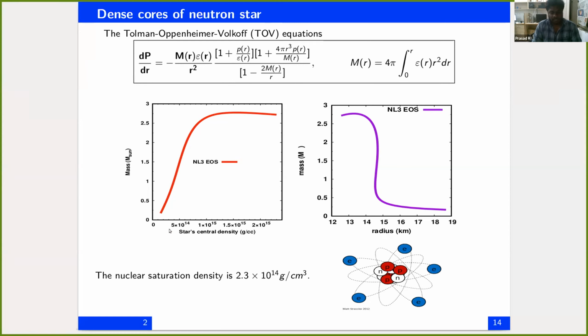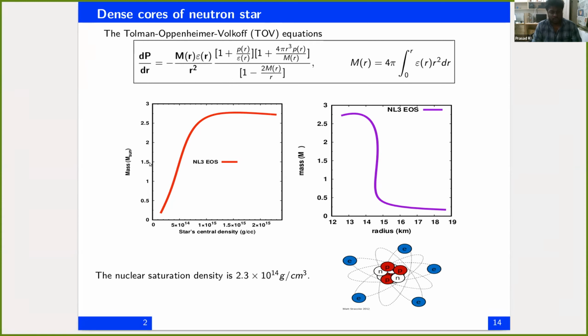Y-axis is the mass, x-axis is the central density. Here we can see that a 2 solar mass neutron star has a central density of 5 x 10^14 gram per centimeter cube for this chosen equation of state. The dense matter properties are not clear, so we have to choose different equations of state which exist.